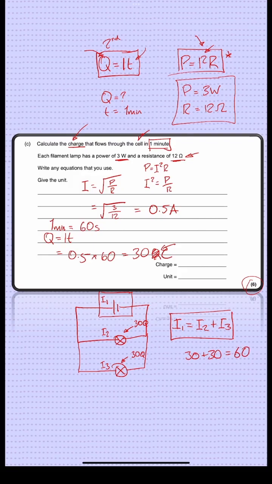I hope that made sense. So your final step here would be 30 plus 30, which is 60, and the units is coulombs. Let me know if that made sense, guys. Tap on the screen if it made sense.